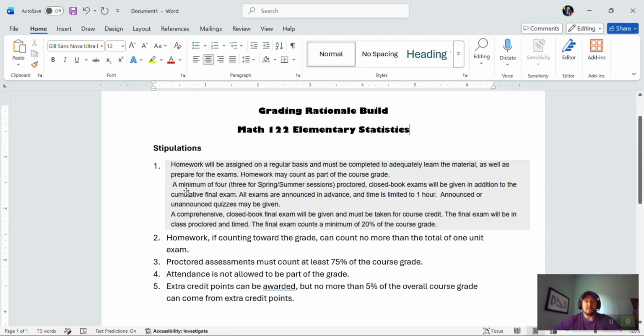Now, it says a minimum of 4 proctored closed book exams. So you could actually give 5 exams and then the final exam, or you can give 6 exams and the final exam. So there's some flexibility there. But of course, you want to be careful about timing, because exams require review days and exams take up class time. I usually just stick with 4 and the final exam.